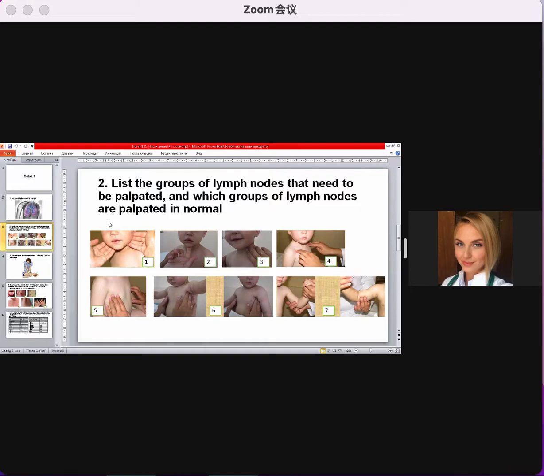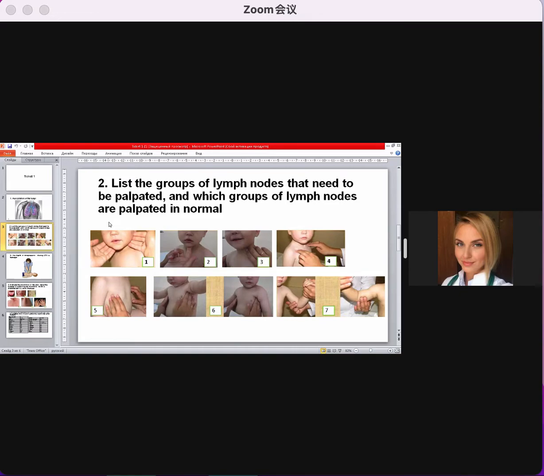How are these lymph nodes called? Cubital. Yes, cubital or epitrochlear. This is the same. Yes.